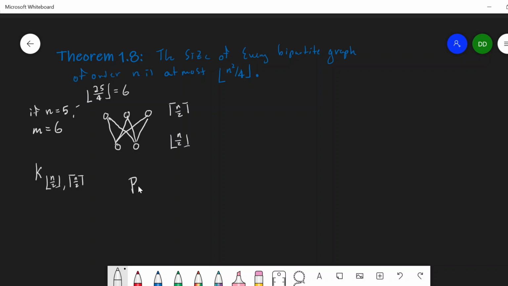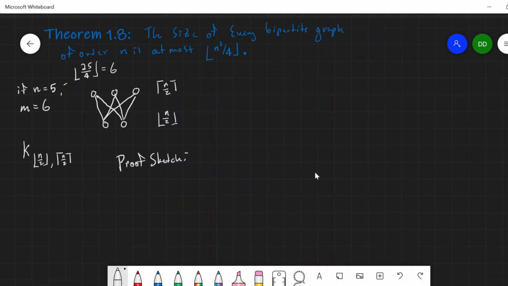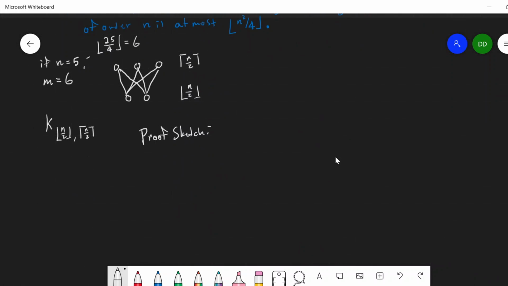So how do we prove this? I'll say proof sketch. I'll sort of run through the proof of this one. The idea is we're gonna follow the same sort of pattern here. We're gonna split our vertices into 2 sets to form a bipartite graph. But we're gonna do this in general with a variable number of vertices in each partite set. We'll count the edges and we'll see that it can never be more than the floor of n squared over 4.